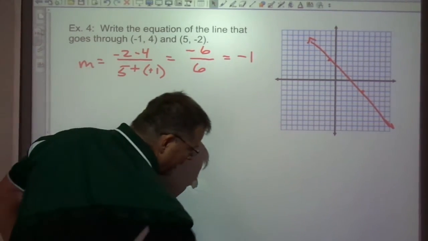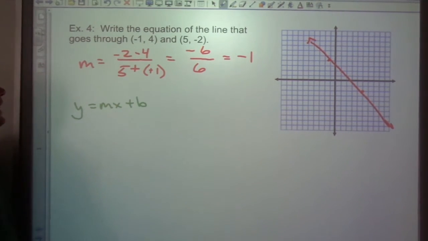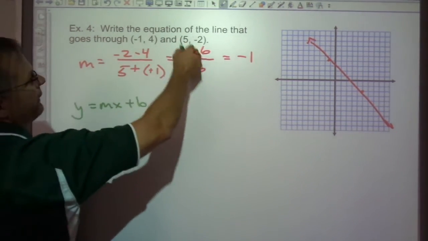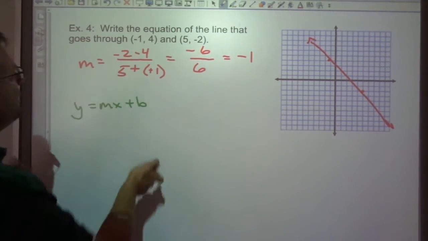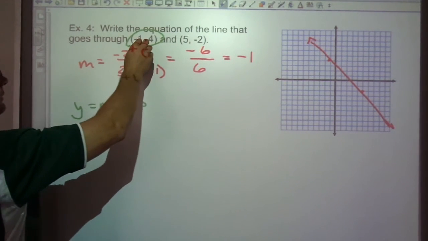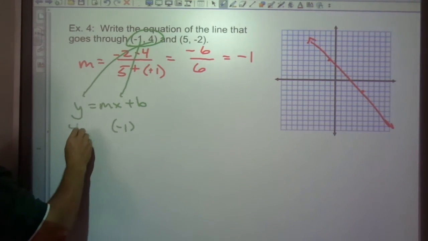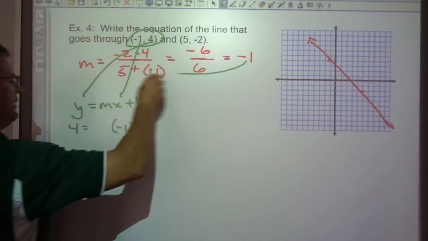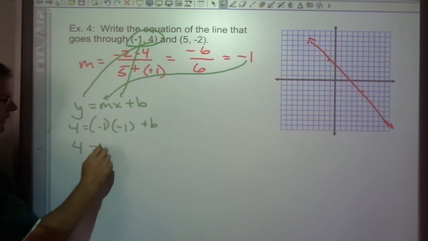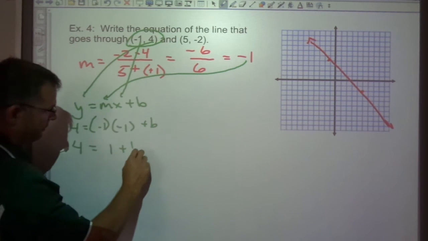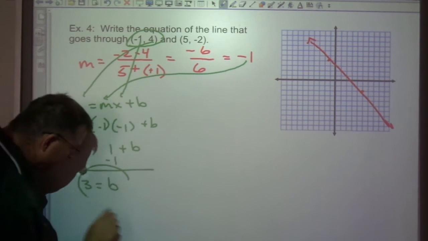Now to find b, remember I start with y equals mx plus b. I could use either this x and y or this x and y. It doesn't matter as long as I don't use an x from here and a y from there. So let's go here. Here's my x. Here's my y. I need an m, I got that from over here. And I just need my b. So 4 equals, this is 1 plus b, minus 1 on both sides, and I get 3 equals b.